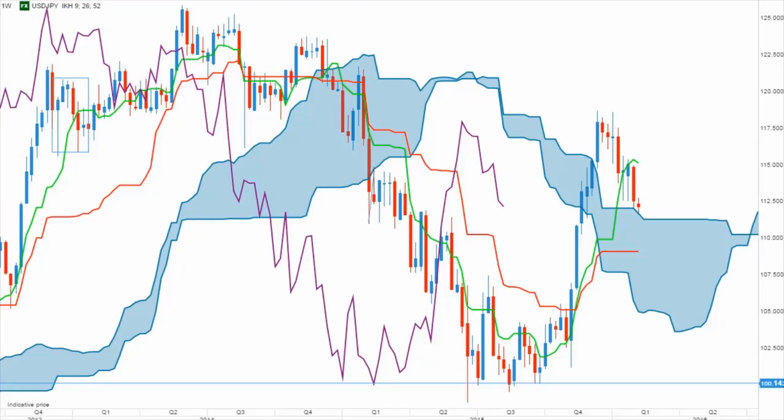The Kijun is inside the Kumo. It is below the price action, or the price line, which is bullish in terms of the Kijun, but the Kijun is inside the Kumo. Now, would that make it bullish, neutral, or negative? I want you to think about that for a second. This is good because it'll give you a test of your understanding of the 5 lines.